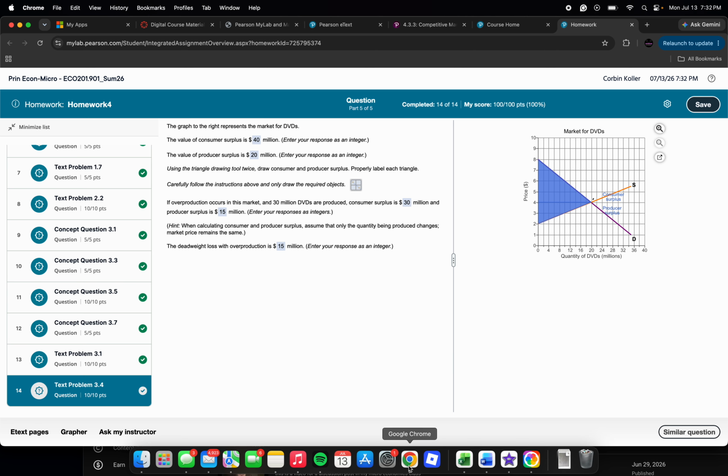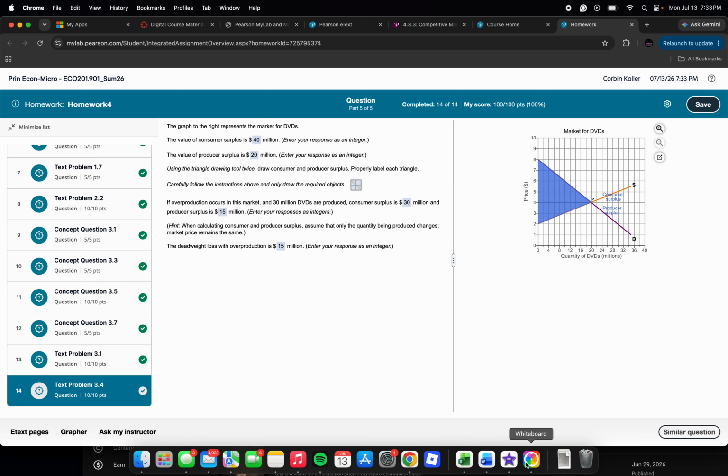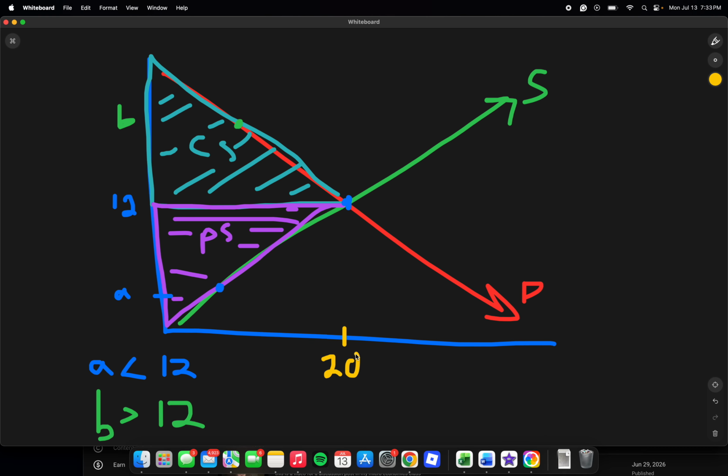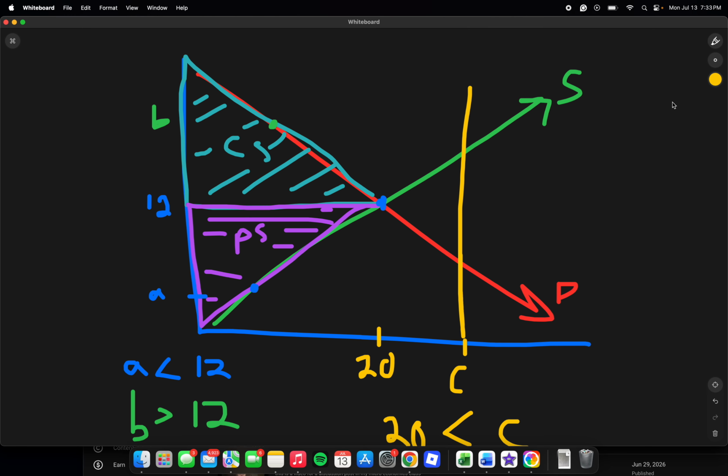But now let's say the following, and this is with respect to DVDs, we're going to generalize it. Let's say that the market overproduces to some arbitrary point out here. So here's the quantity, and let's just stay consistent, 20. Okay, and let's say they overproduce to some value here, which we'll call C. And the restraint is that C is always greater than 20. Okay, how do we interpret this?